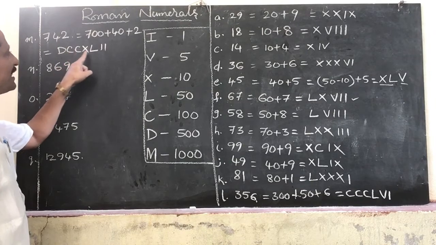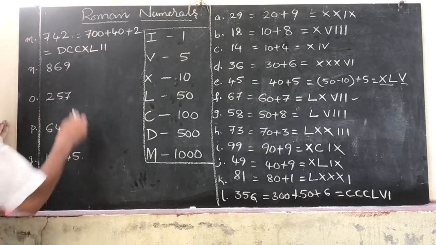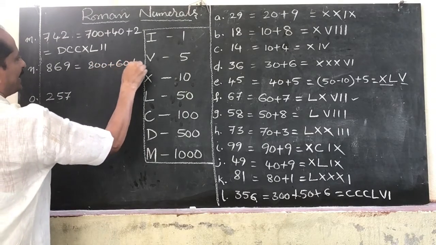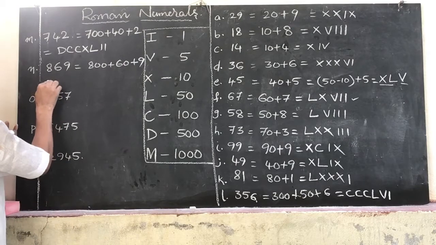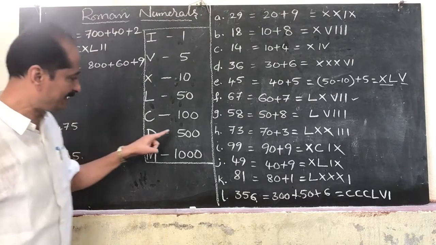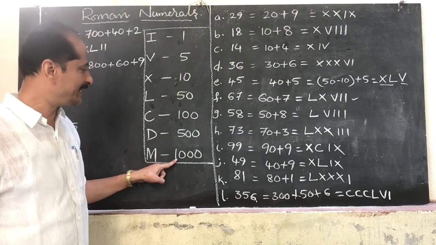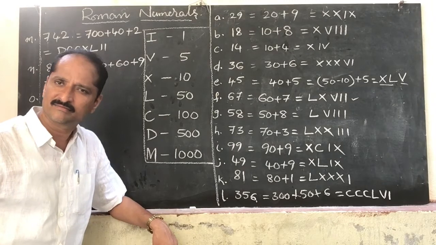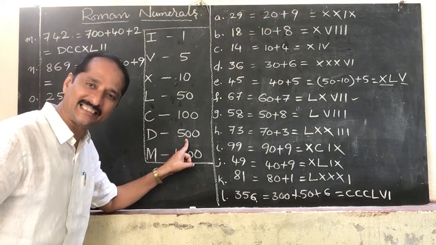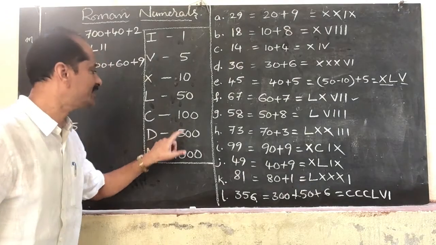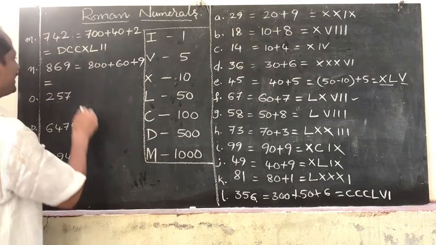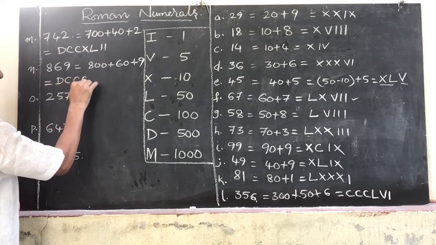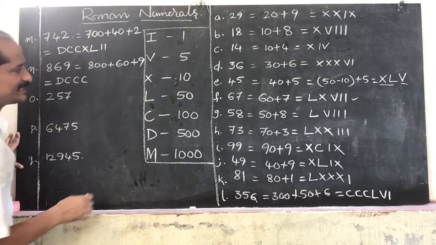So once again you can check. Now 869: 800 plus 60 plus 9. To write down 800, where is 800? In between 500 and 1000. So from 1000 if you take out 200, no. Add 300 to 500. 500 plus 300. 500 means D, then 300: 600, 700, 800. So 800 plus 60.